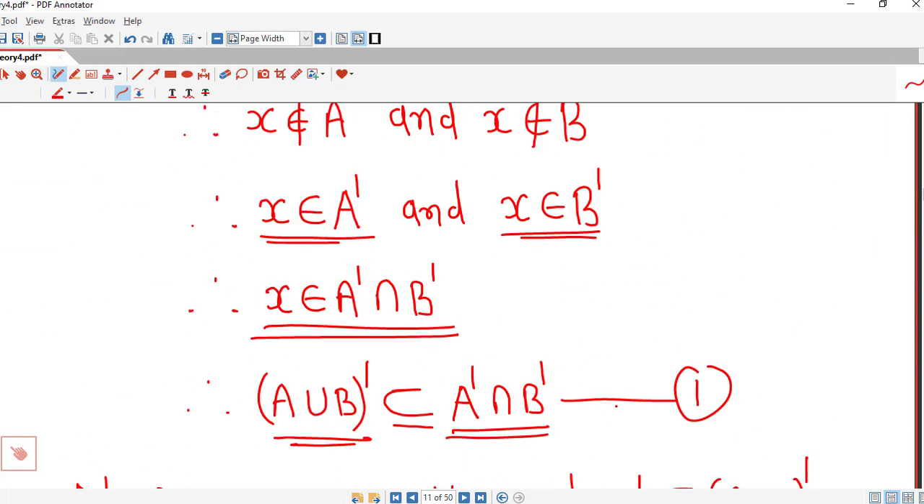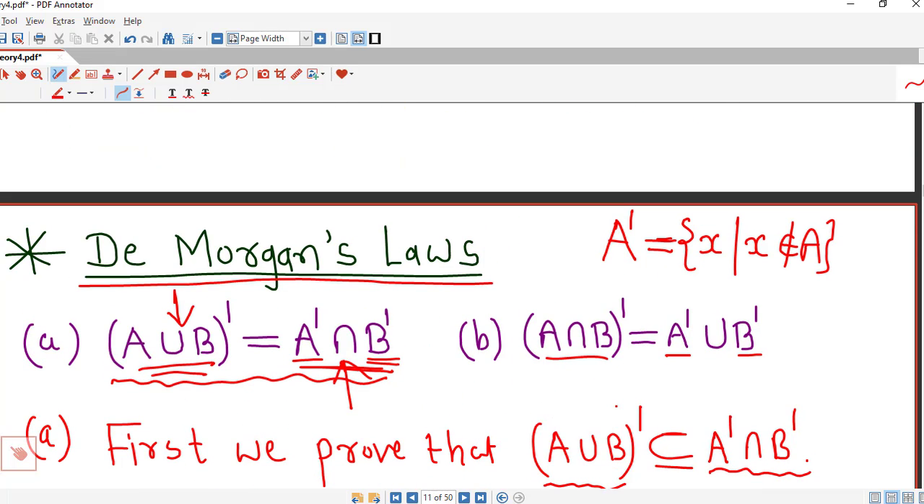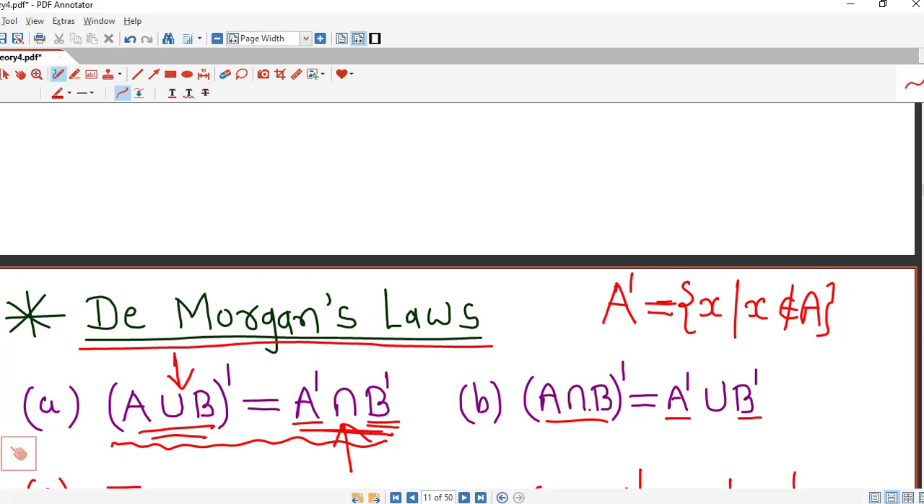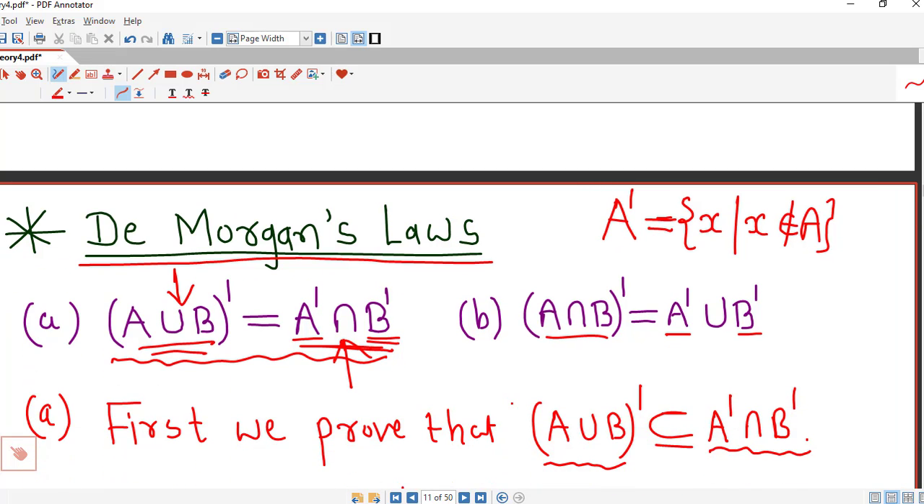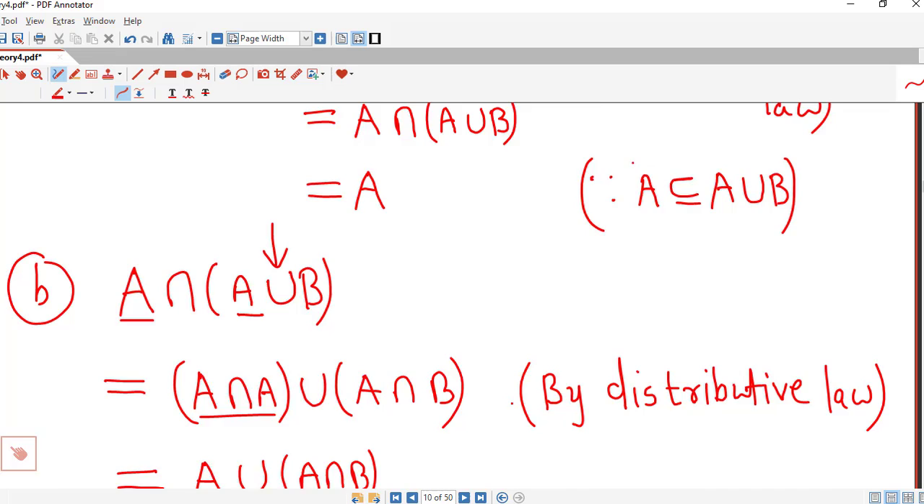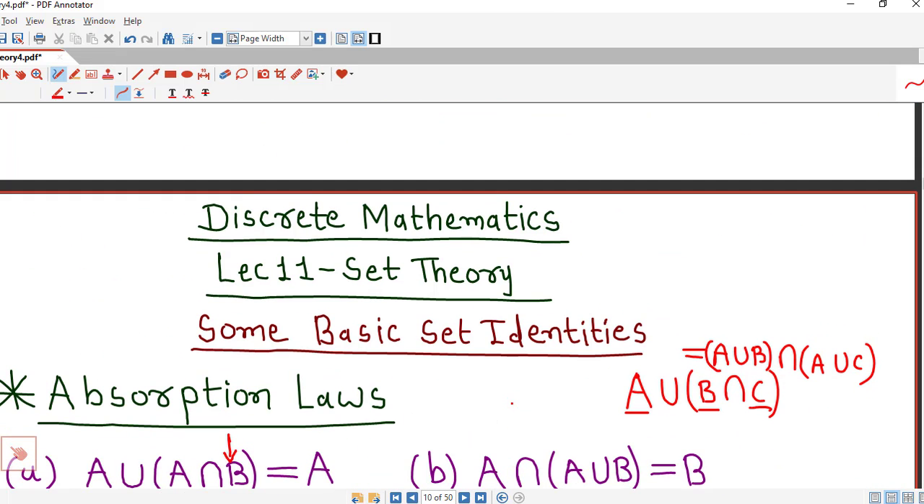So in this way we have discussed different basic set identities in this lecture as well as in the previous lecture, and we will remember all these important basic set identities or this important set algebra laws. So this is all about this session.